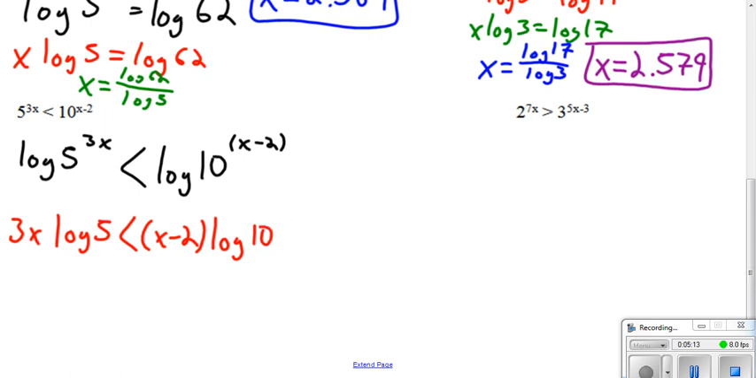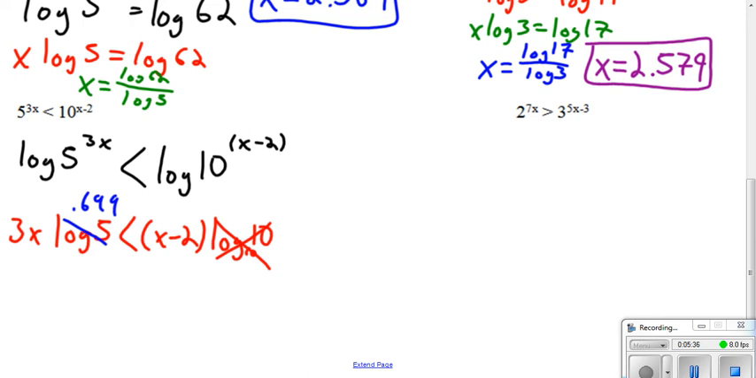Now remember, these are base 10. This is like log base 10 of 10, and log base 10 of 10 is actually 1. So we can just get rid of this one, and we would then just say that it's 3x times log base 10 of 5. And from our calculator, we know that log base 10 of 5 is actually 0.699.